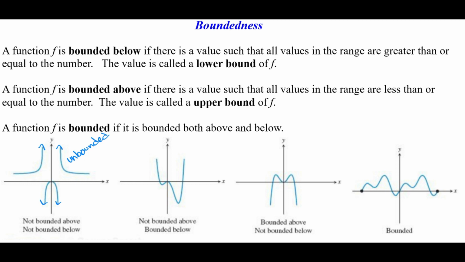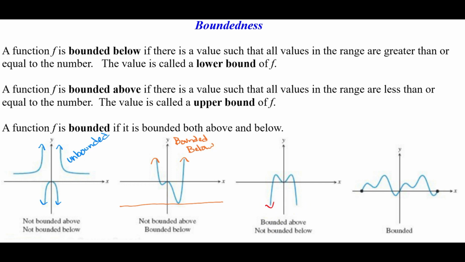This second graph here is going up forever on both the left and the right. However, it does not go down forever, so there is a value here that we're never going to go below. This graph will never go below that function. So this graph, we would say, is bounded below. So think of it, if you can draw a line that the graph is never going to go below, then that line is bounding the graph on the bottom, so it's bounded below.